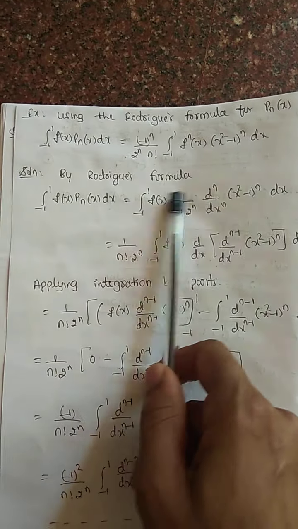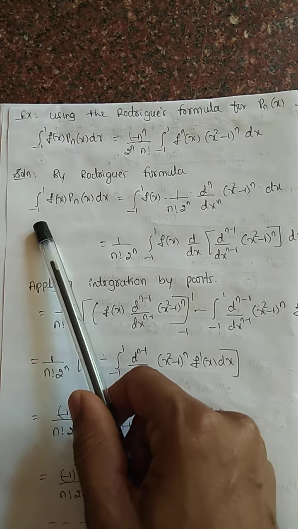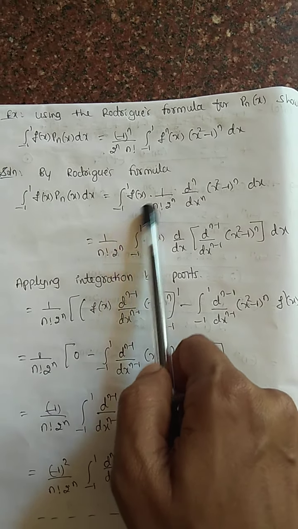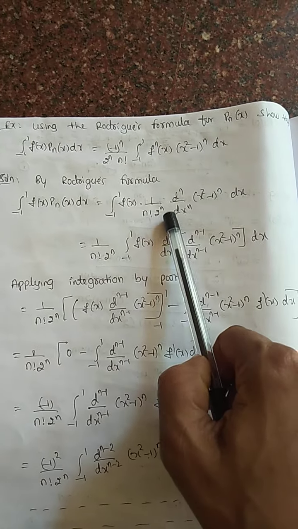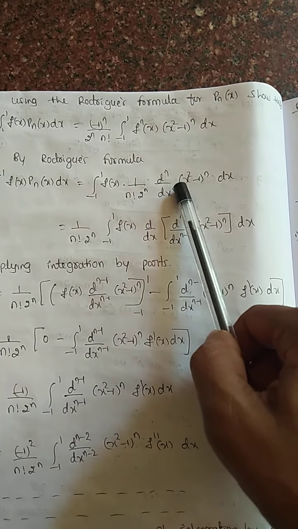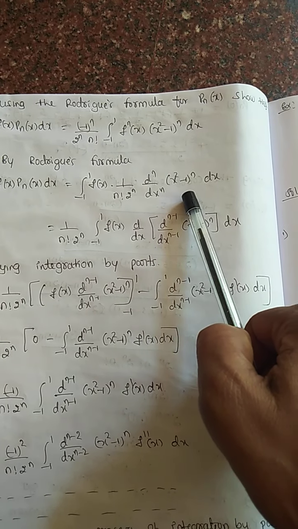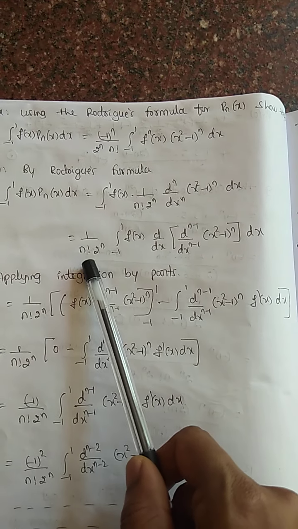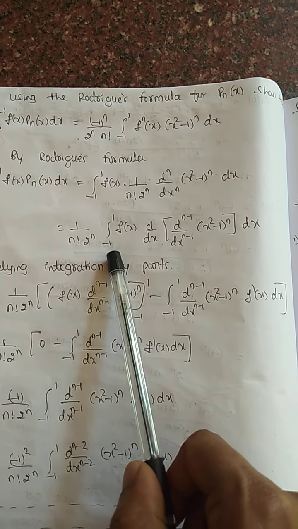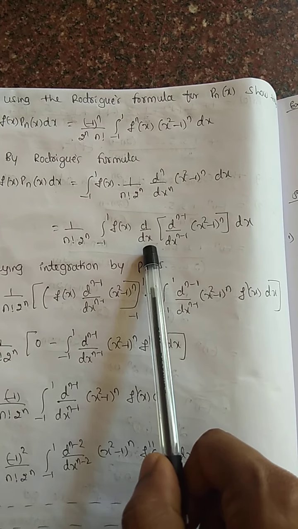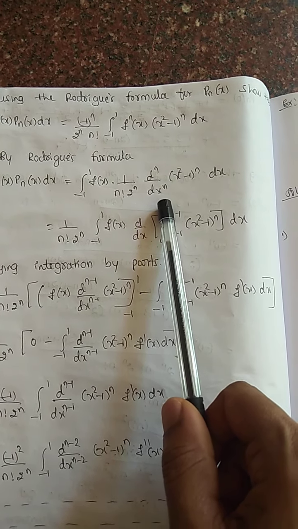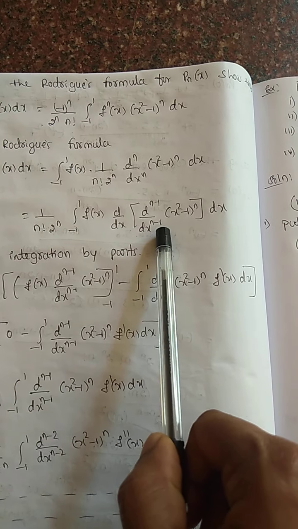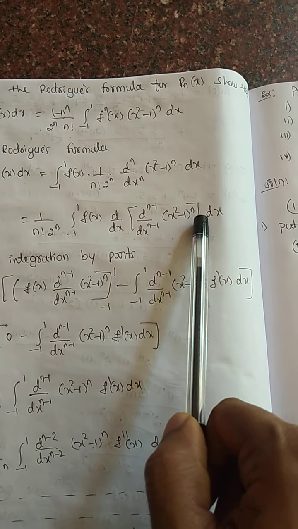Solution. By Rodrigues formula, integration from minus 1 to 1, f(x) Pn of x dx equals integration from minus 1 to 1, f(x), 1 by n factorial 2 power n, d^n by dx^n of (x square minus 1) power n, dx. Take the constant outside: 1 by n factorial 2 power n, integration from minus 1 to 1, f(x), d^n by dx^n, which can be written as d by dx of d^(n minus 1) by dx^(n minus 1), into (x square minus 1) power n, dx.